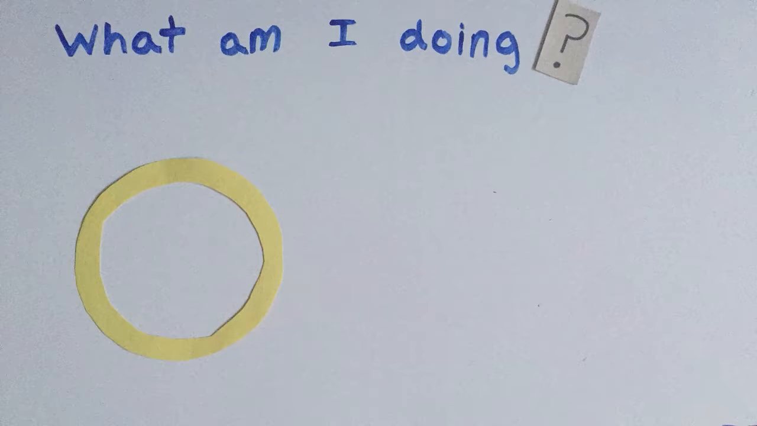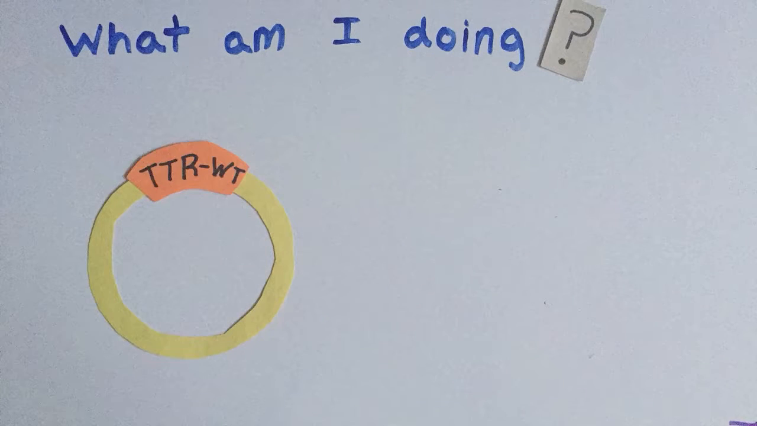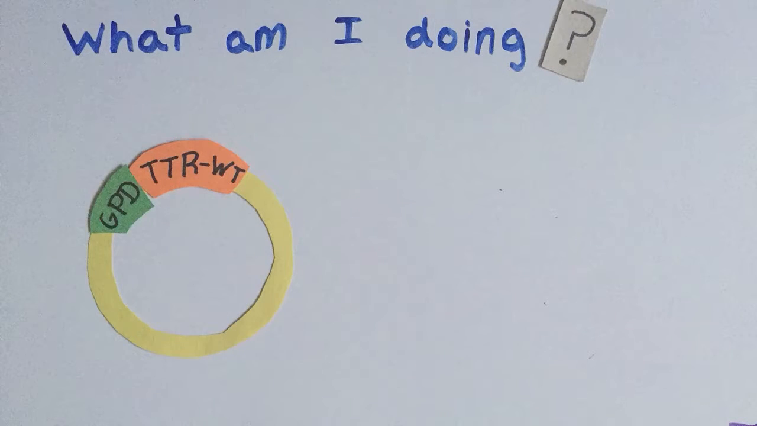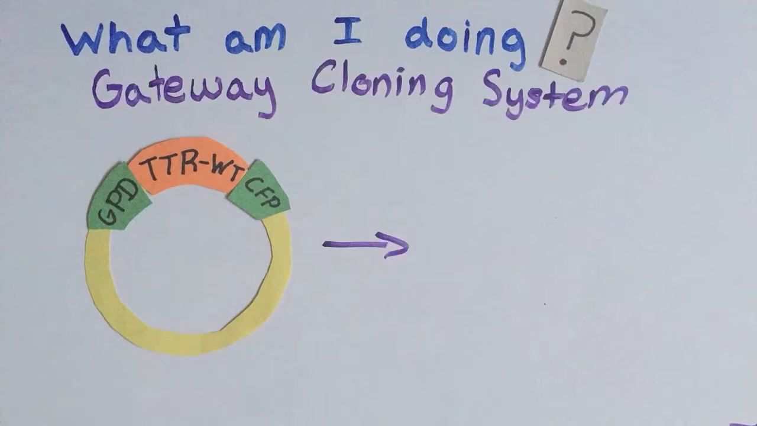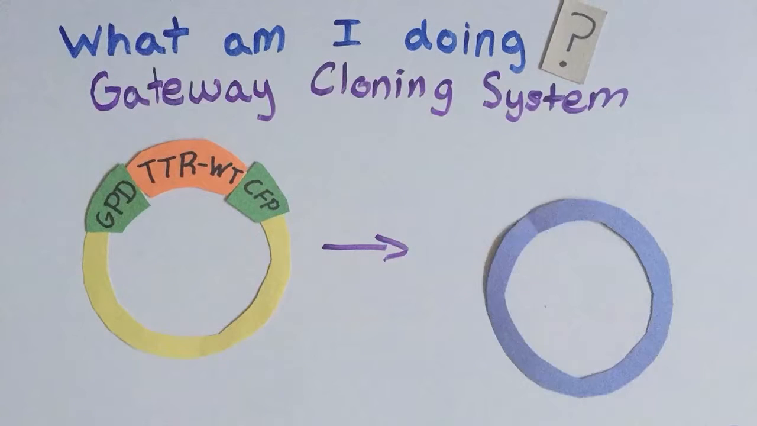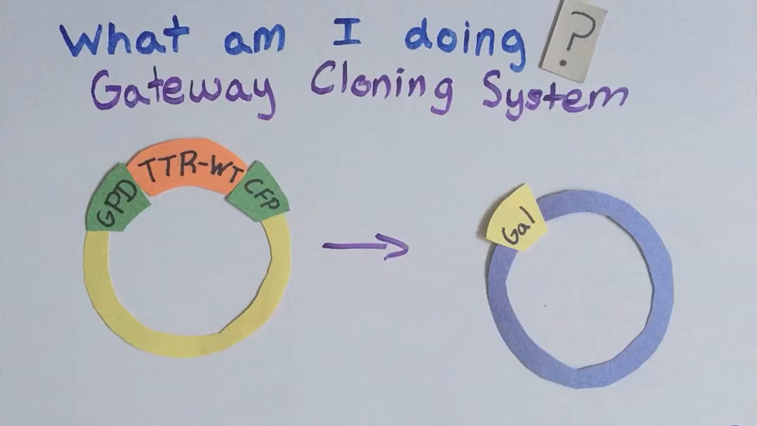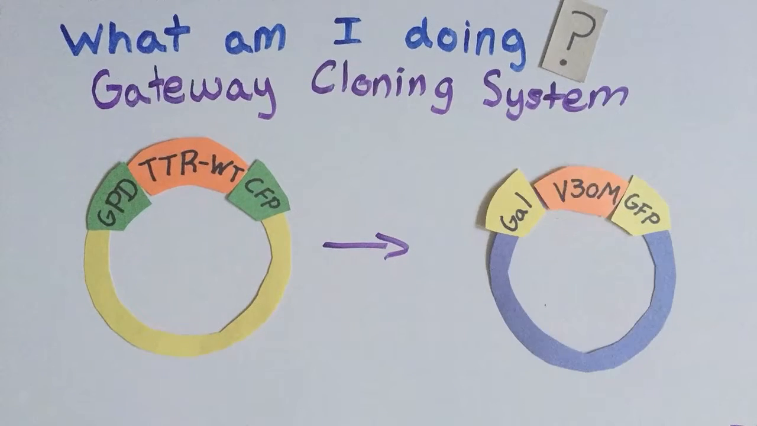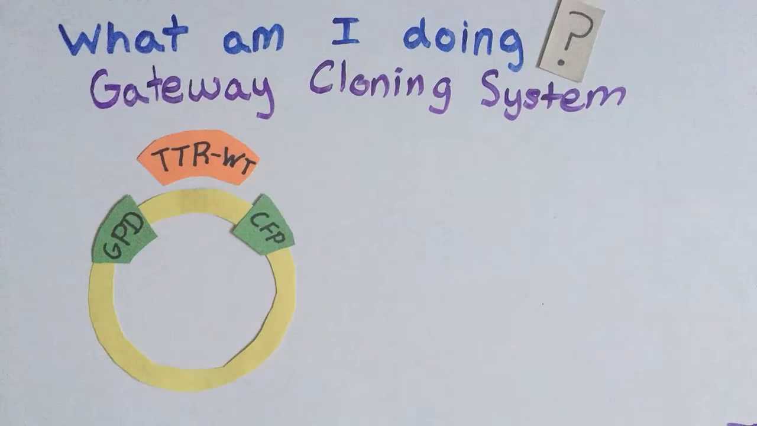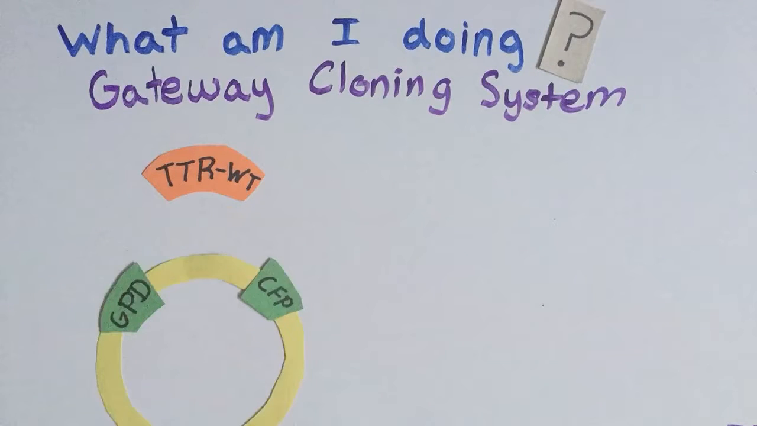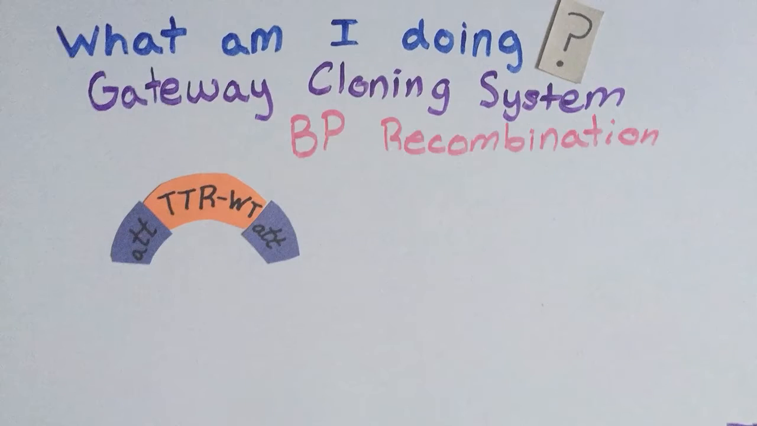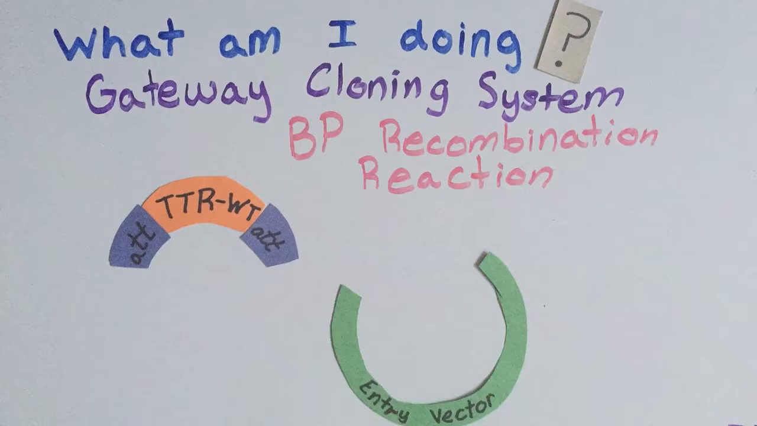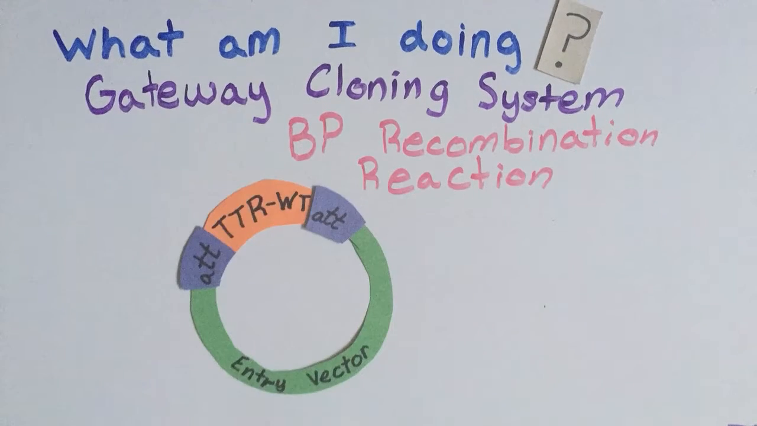I started the summer with the wild-type transthyretin gene on a plasmid flanked by a GPD promoter and CFP fluorescent. I will be using the Gateway cloning system to clone the transthyretin gene into a plasmid flanked by a GAL promoter and GFP fluorescent while performing the mutations along the way. First, in the Gateway system, the transthyretin gene will be removed from its current plasmid and have attachment sites added to either end. Through the BP recombination reaction, the transthyretin gene will be recombined into an entry vector.